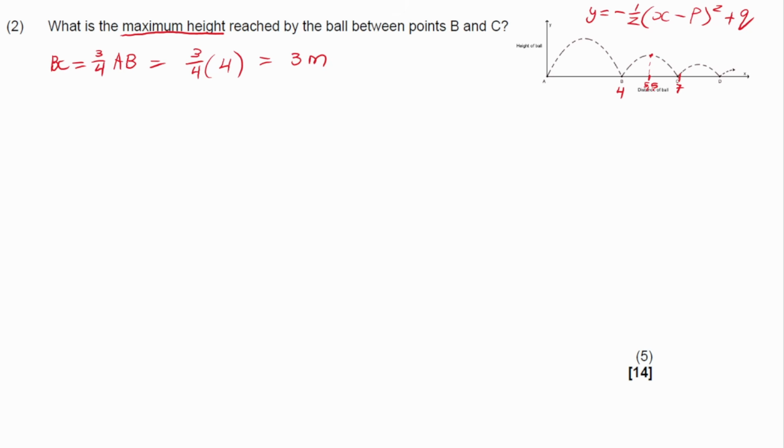Because p is the x value of the turning point, because the maximum height is reached at the turning point over here. So what we know now is y is equal to minus 1 over 2 (x minus 5,5) squared plus q. So that's what we know over there. So we have this, and we need to solve for q. To solve for q, we can sub in an x and a y, because that'll give us our q.